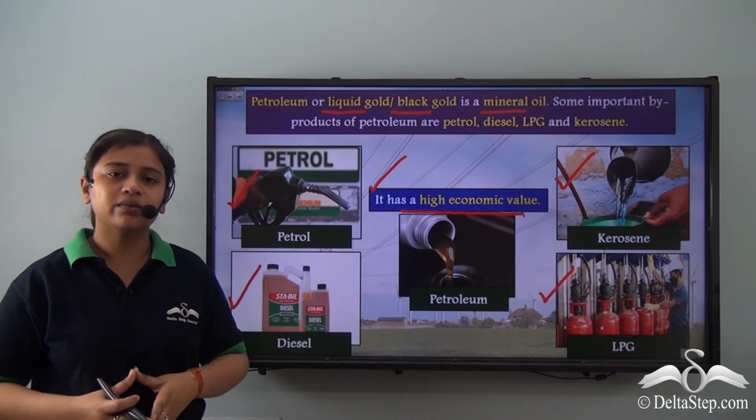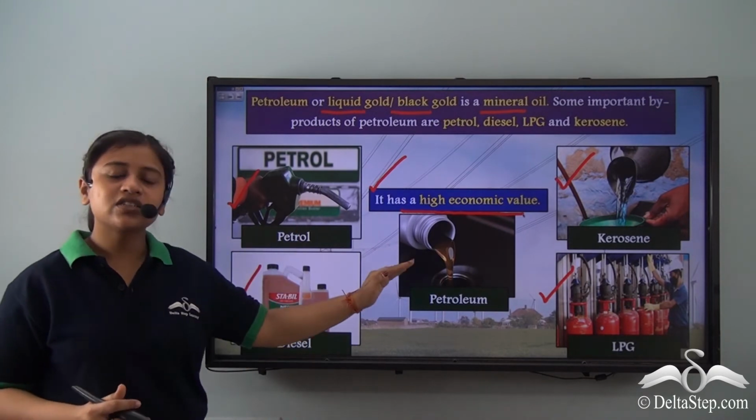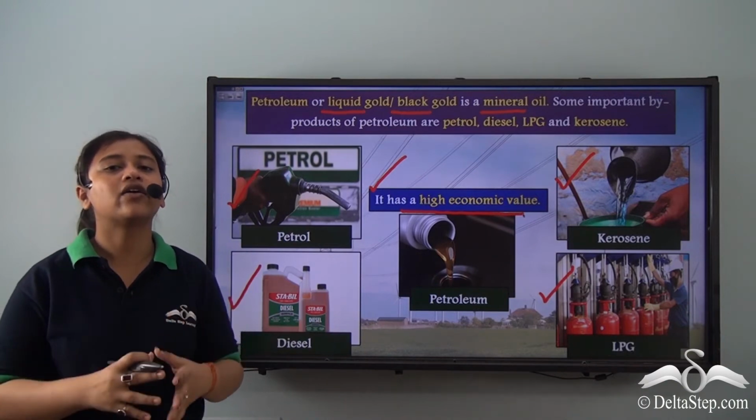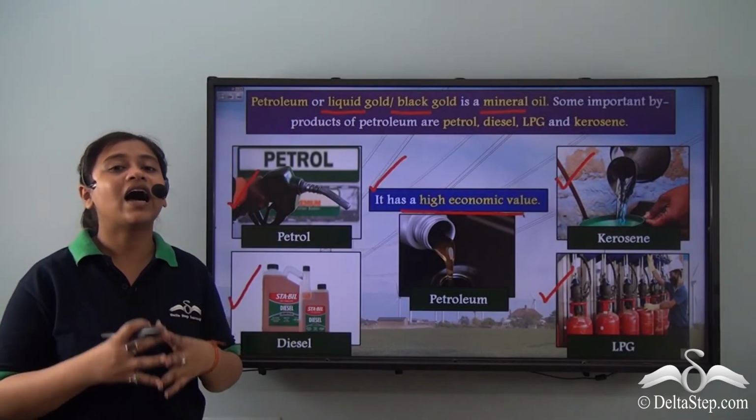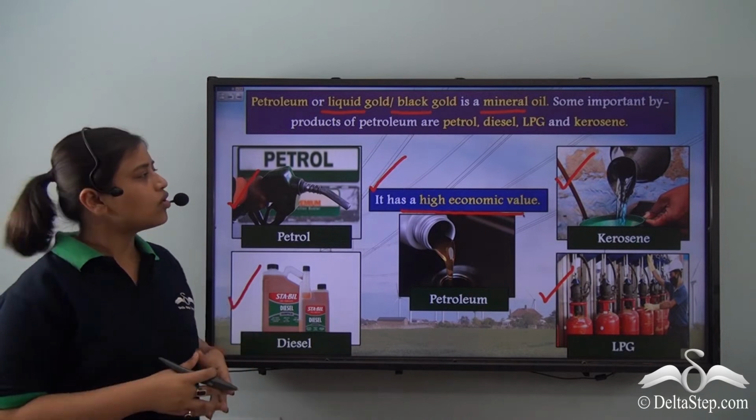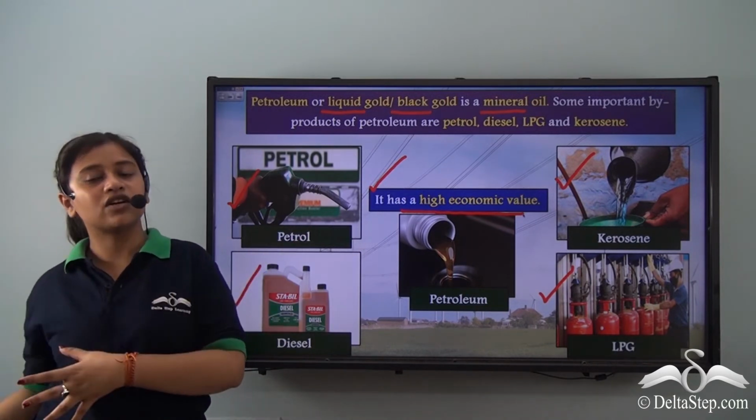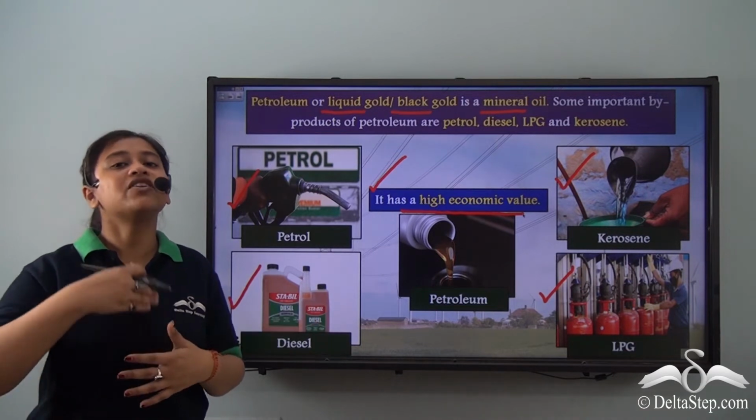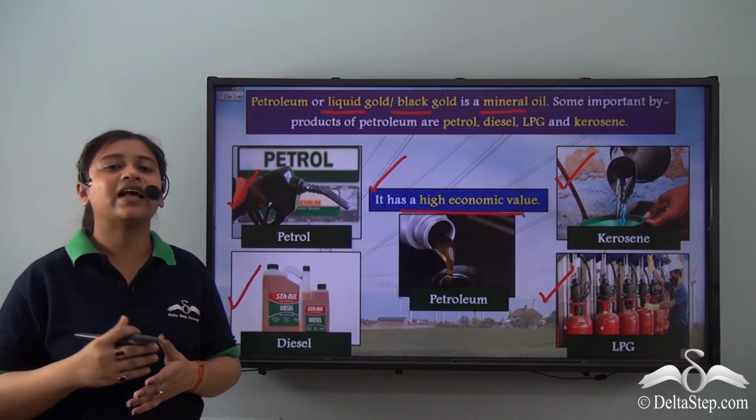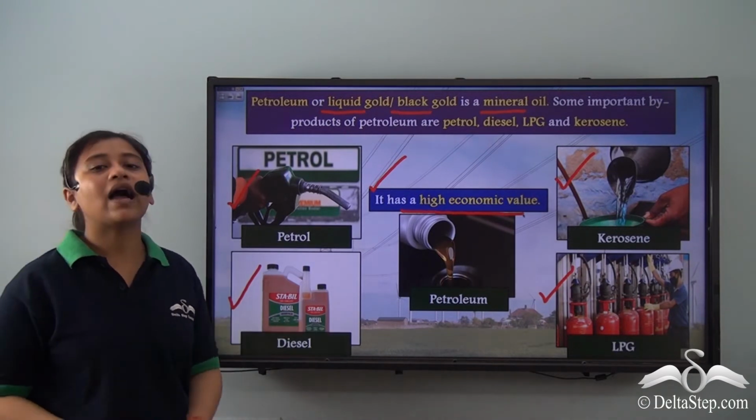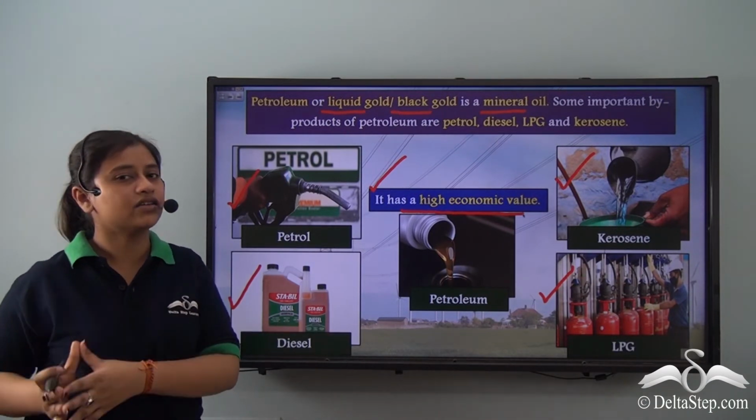So petroleum is an important conventional or non-renewable resource that is used on a regular basis and has a high economic value. Non-renewable because, as we saw, it takes millions of years to form petroleum, so it cannot be renewed as easily as any other resource. And conventional because petroleum has been used since many, many years.